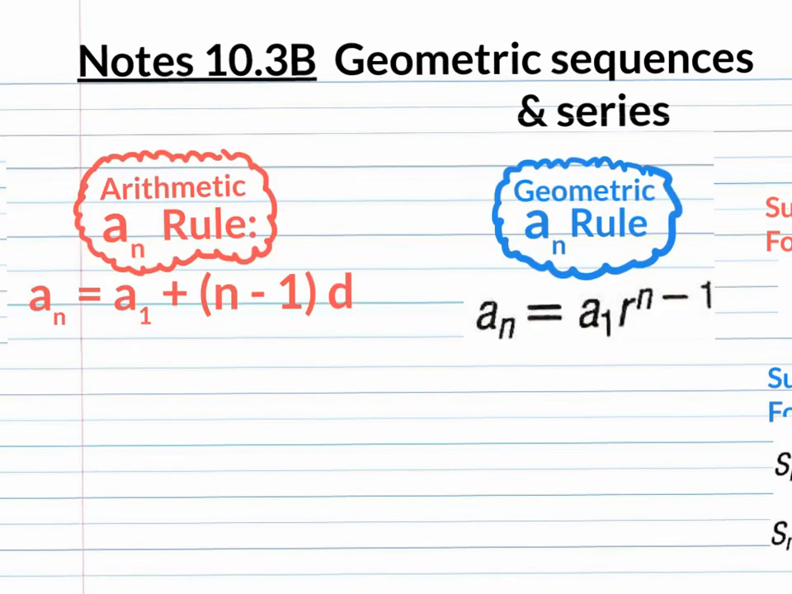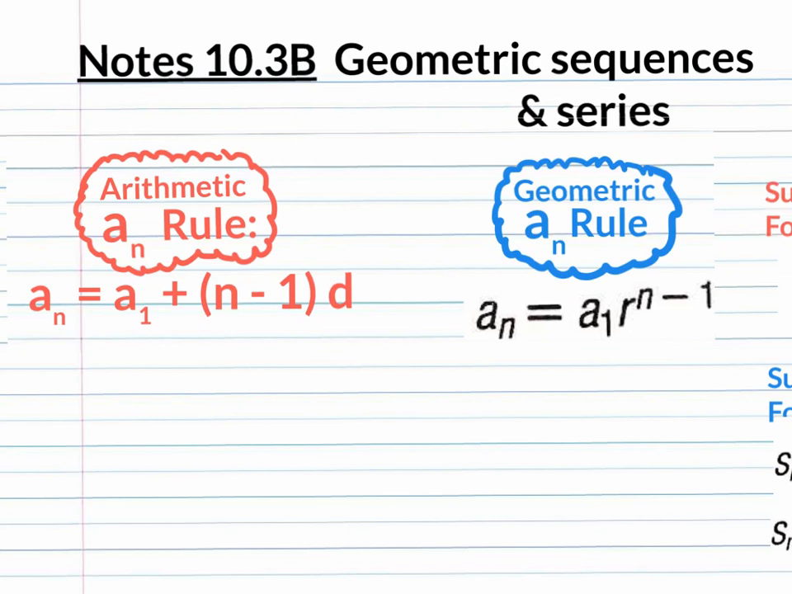And of course, we have the a sub nth rule of arithmetic sequences right here. This is the machine that'll produce the arithmetic sequence. Of course, you need a common difference for that. And here's the geometric a sub nth rule. And of course, you need a common ratio for that. What makes it arithmetic is a common difference. What makes it geometric is a common ratio. So these are the machines that'll produce the given list.